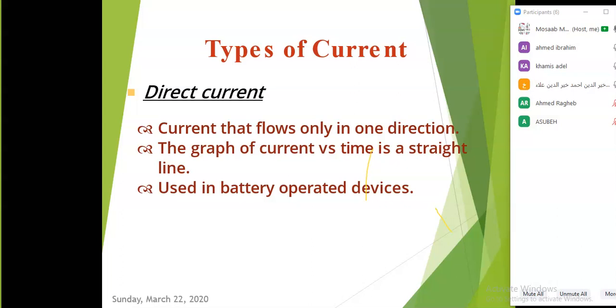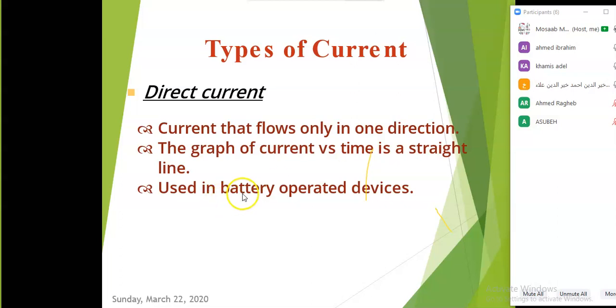Yes, direct current. DC stands for direct current. AC stands for alternating current. DC, what is the meaning of DC? What is meant by direct current? Current that flows only in one direction. In one direction. So the graph of current versus time should be a straight line.